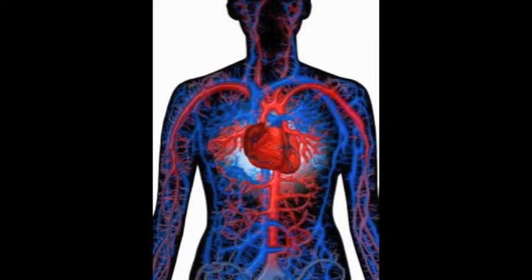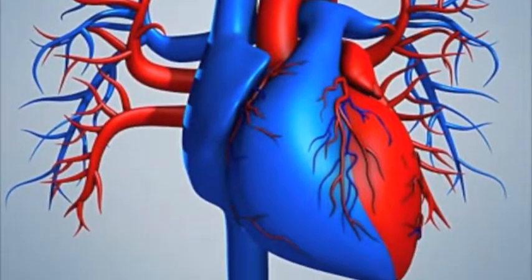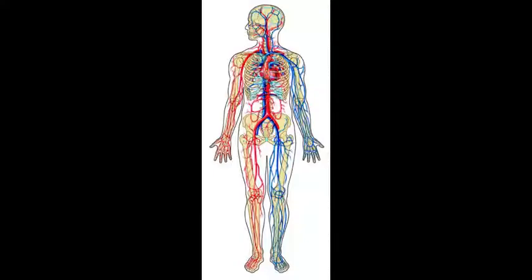The circulatory system is one of many organ systems in the human body. It is responsible for circulating blood throughout the body to transport nutrients and remove waste from cells. The circulatory system consists of a central organ, the heart, and a network of blood vessels that stem from the heart and go throughout the body.